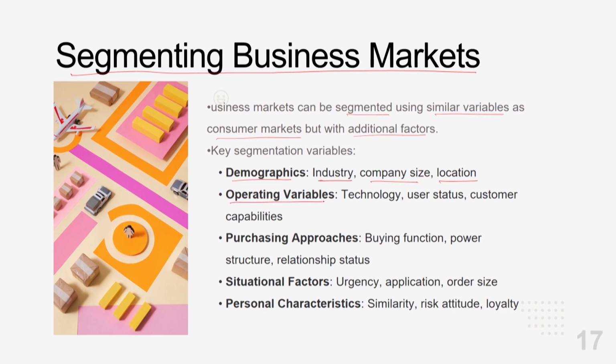In terms of operating variables, you will look at the kind of technology that they use, the user status and the customer capabilities that are there. These things will help you define whether they are prospects, non-users, current users, regular users, or have used a little bit. All of those aspects are found out in the user status. Customer capabilities wise, are they small, are they large, do they have plans of expansion, all those aspects come into play here. Now, in terms of the purchasing approach, you will also see the buying function. So, how do they go about making those corporate purchases? Then, what is the power structure? Who are the decision makers in the organization who will finally sign the check that allows for that particular purchase?